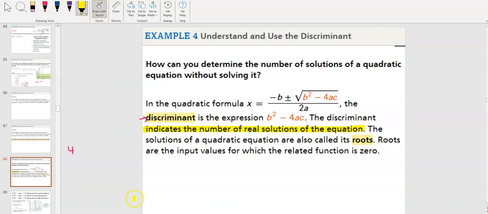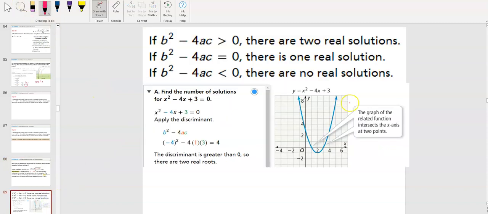Okay, the solutions of a quadratic equation are also called its roots because we're doing square roots. Roots are the input values for which the related function is 0. So those are your x values. But the main word we need to know is your discriminant, and we need to memorize that our radicand under our radical symbol is our discriminant, b squared minus 4ac, and we can use that to identify how many solutions.